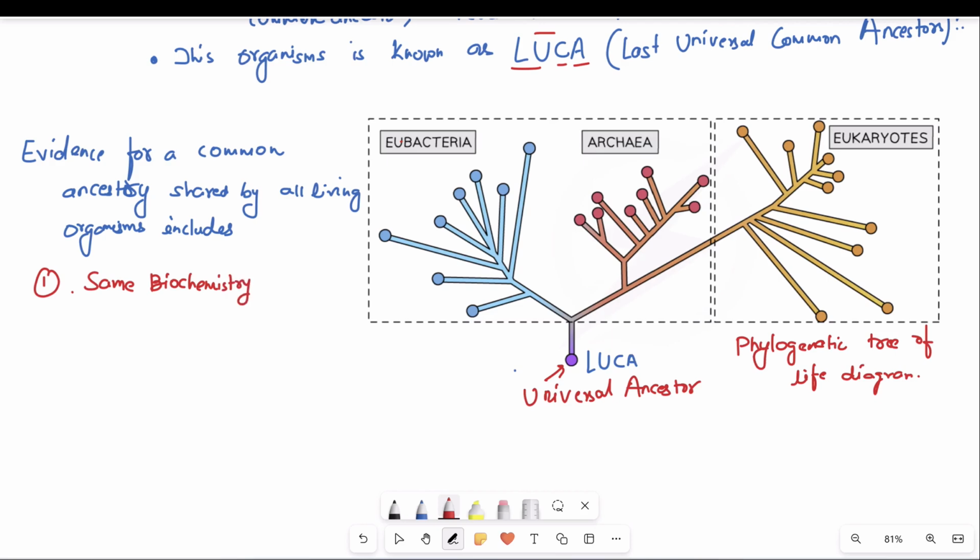When we say biochemistry, the meaning is all kind of life processes, all kind of biological reactions which are going on. It's common. Same biochemistry in all organisms. Next, similarity, same base sequence, same DNA, bases, and genetic code. Fine.